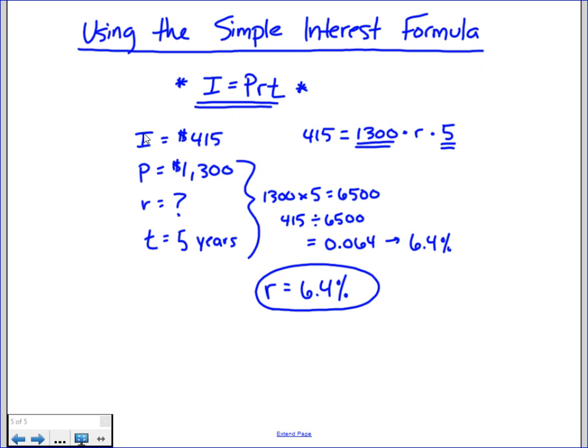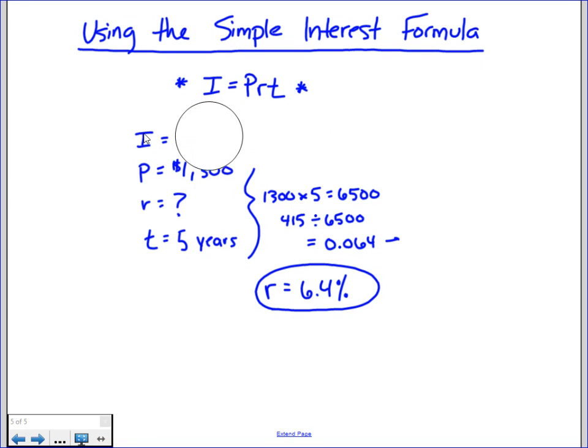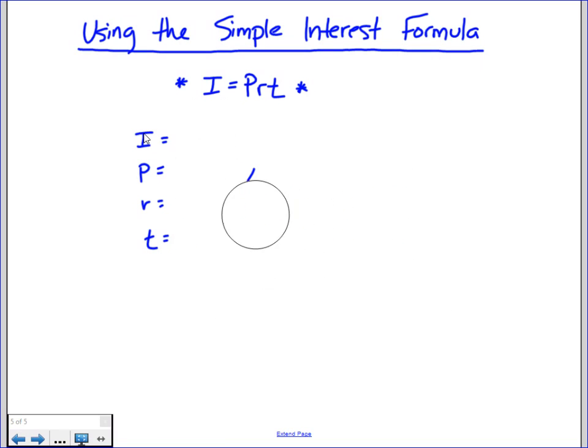Okay, let's take a look at another example. Here we go. Let me get erased here. Mr. Markgraf has showed me how to use the smartboard for my recordings, and it makes things a lot easier, especially erasing. Okay, let's take a look at another one.